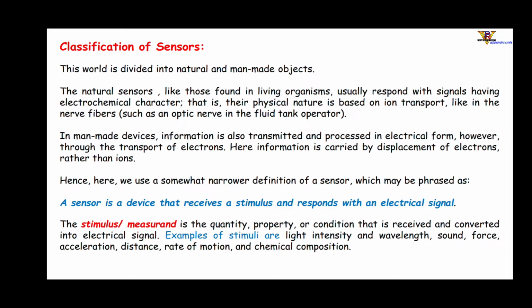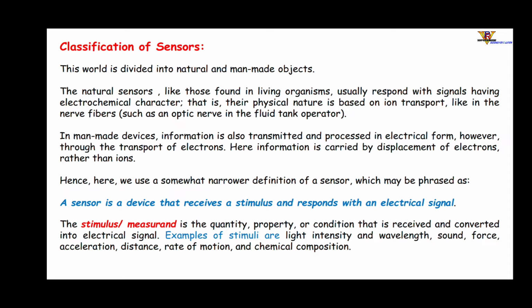Hence, here we use a somewhat narrower definition of a sensor. A sensor is a device that receives a stimulus and responds with an electrical signal. So we have here a narrow definition for the sensor. In this book, a sensor is a device that receives a stimulus. What is a stimulus or measurement? It is the quantity, property, or condition that is received.